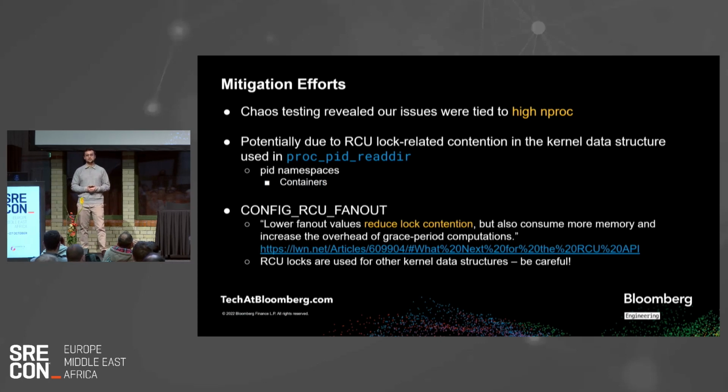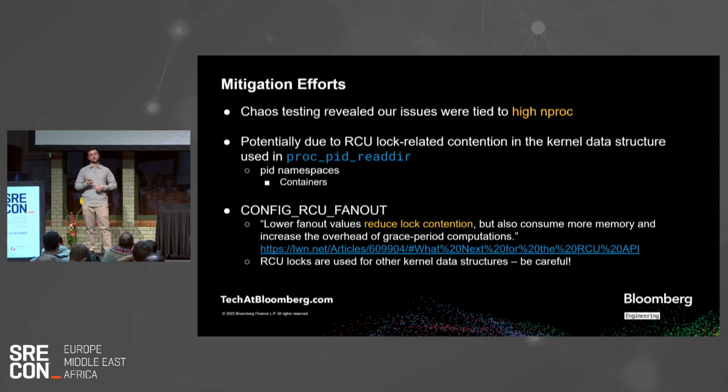And because we see this as a kernel issue, it might be interesting to look at some kernel config options. In fact, there's a CONFIG_RCU_FANOUT variable that you can tweak. The documentation for this says that lower fanout values reduce lock contention. Great, sounds like something we might want. But they also consume more memory and increase the overhead of grace period computations. So there might be some unintended consequences of tweaking this, and this might not be a path that we would necessarily want to go down without some more investigation. But it is an option for you there.